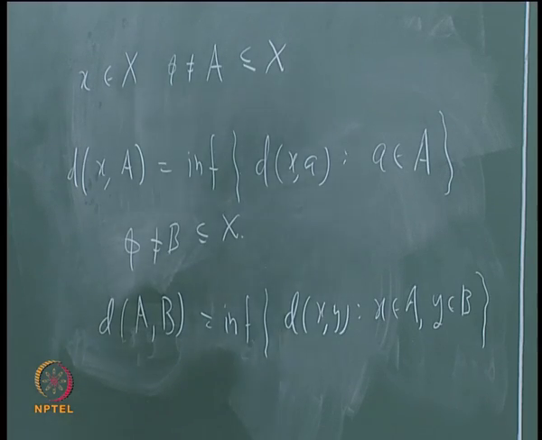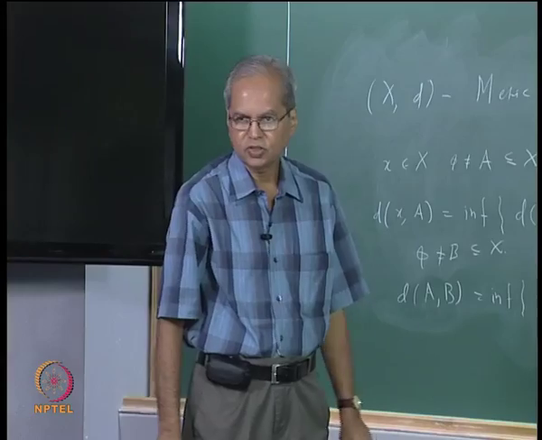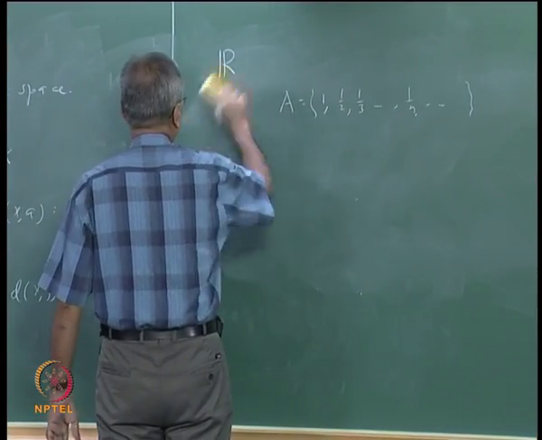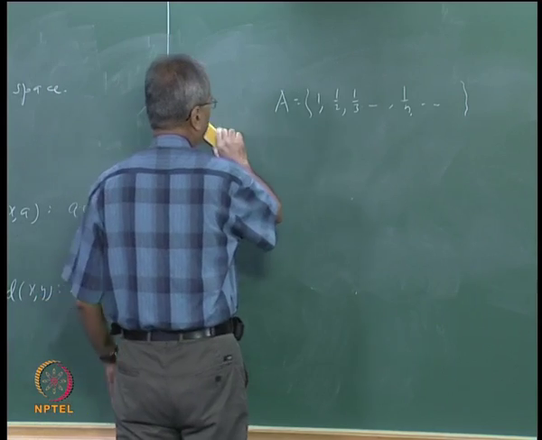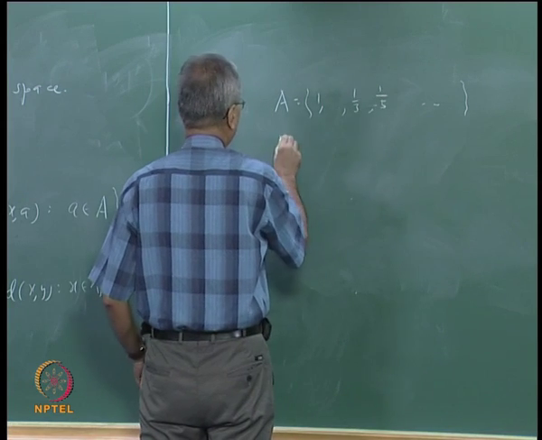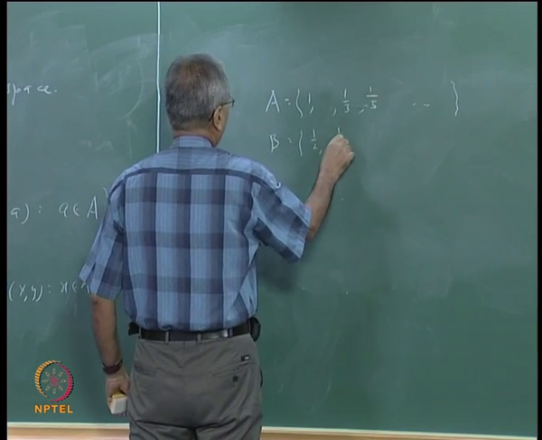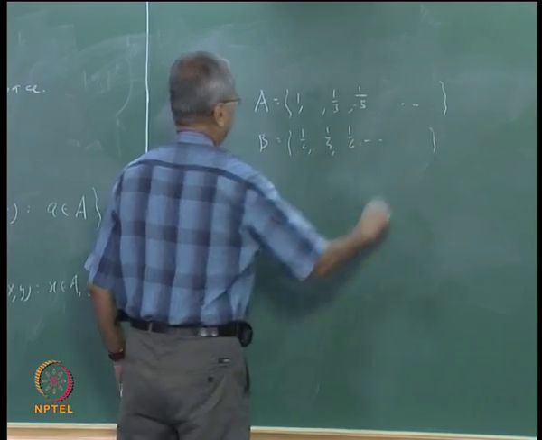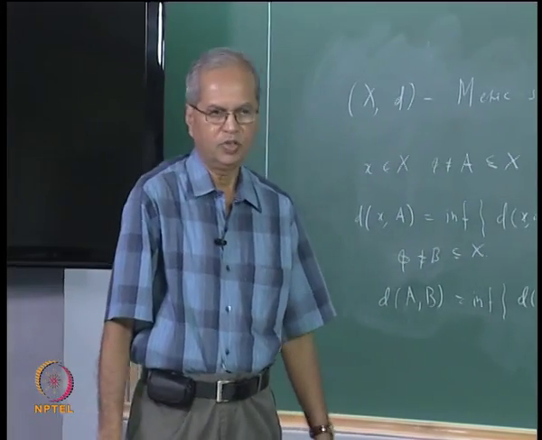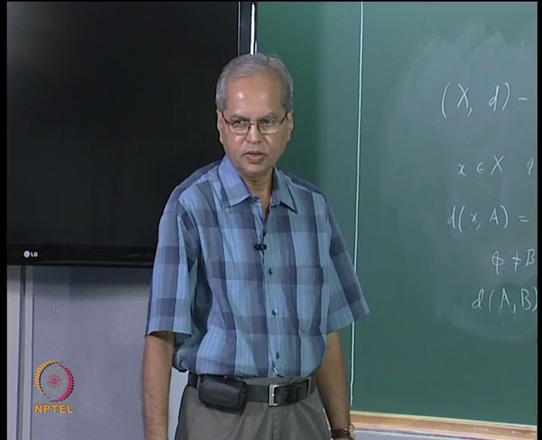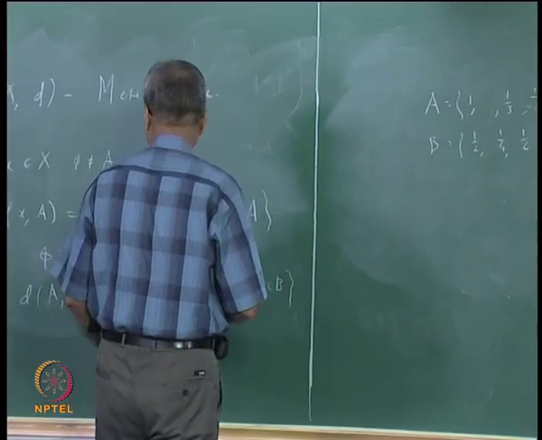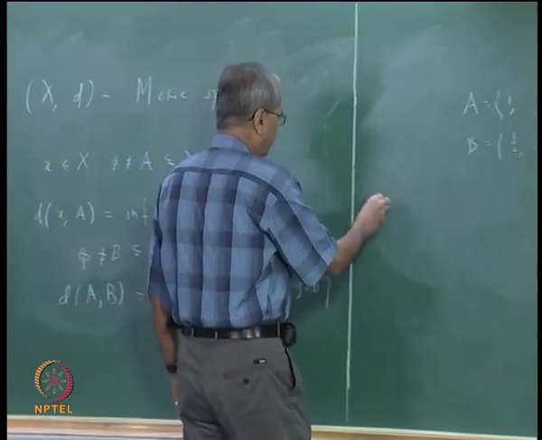The two sets can be disjoint, but still the distance may be 0. In fact, one can also construct better examples there. For example, suppose I take A as 1, 1/3, 1/5, etc., and suppose I take B as 1/2, 1/4, 1/6, etc. Then these two are disjoint sets, right? But what about the distance between the two sets A and B? The distance is 0.